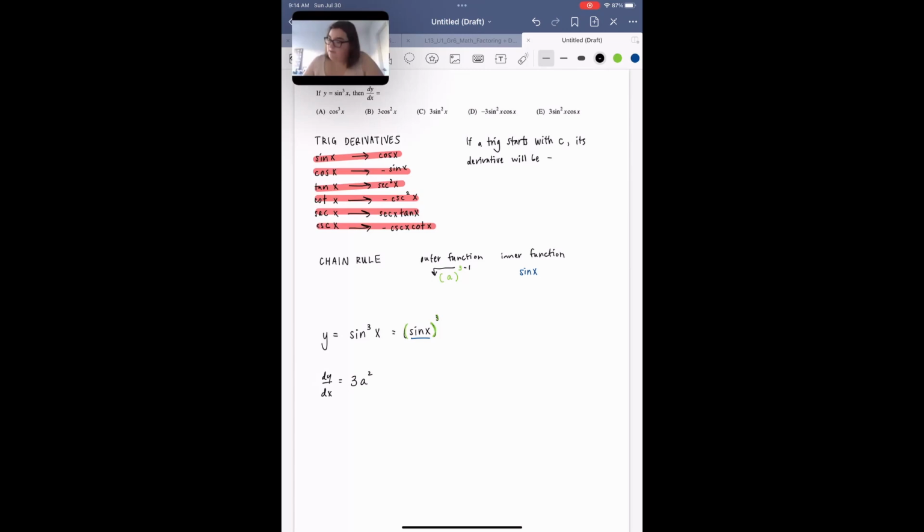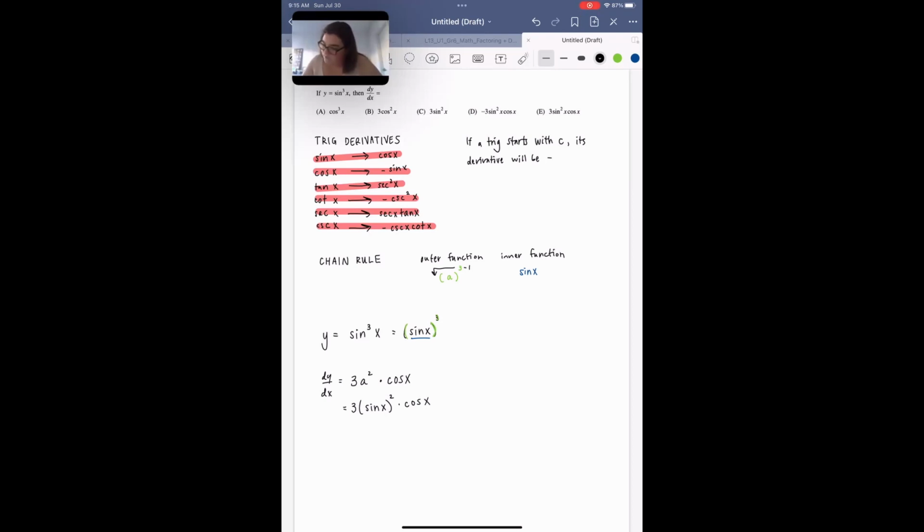And what's the derivative of the inner function? That's what I went over at the beginning. The derivative of sine is just cosine. Then you multiply those together. But can we leave it like this? No, because we have an a, and the a was just something I made up to visualize that outer function. So you have to replace a with what a actually was, which is your original sine of x. So you've got 3 sine of x squared times cosine of x.